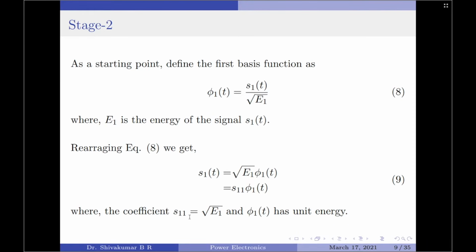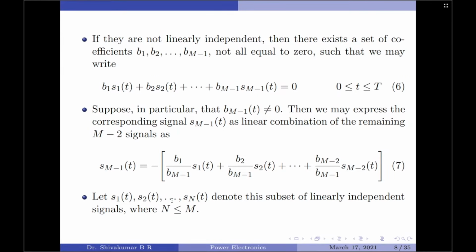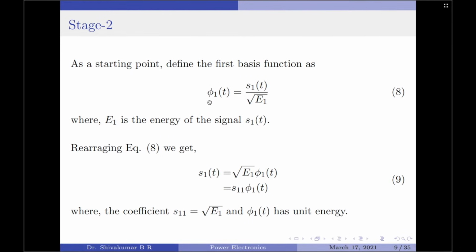In stage 2, we show that it is possible to construct a set of capital N orthonormal basis functions represented by phi 1 of t, phi 2 of t, etc. till phi n of t from the linearly independent signal set which is given by S1 of t, S2 of t till Sn of t. At the very starting, let us define the first basis function as phi 1 of t equals S1 of t divided by square root of E1, where E1 is the energy of the signal S1 of t, and rearranging this equation we can write S1 of t as square root of E1 multiplied by phi 1 of t.